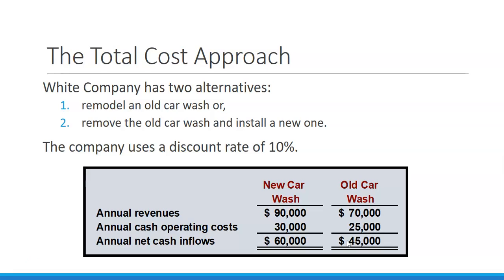So we have an example where we have two alternatives. We can remodel our existing car wash, or we can demolish it and install a new one. Our discount rate is 10%, and we have information here of what the projected annual revenues and annual operating costs are that give us our annual net cash inflows. So for the old car wash, we're projecting annual net cash inflows of $45,000, and with the new one, $60,000.